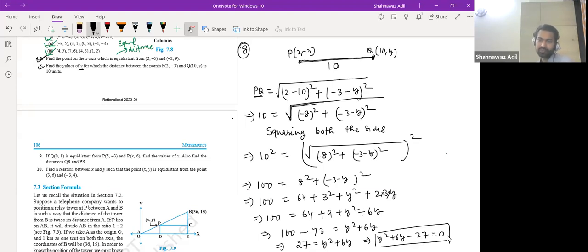Okay. I am just writing this whole thing right now. Yeah, please note that part down and then solve the equation. Okay.